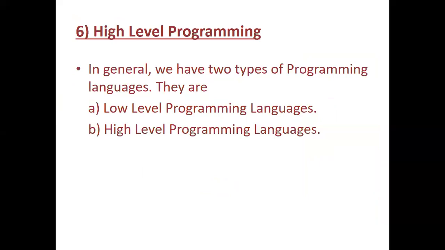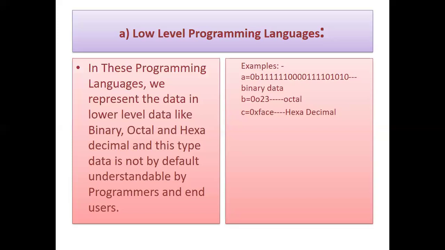Now, we were discussing high-level programming language. In general, we have two types of programming language. One is low-level programming language and second is high-level programming language. So let's discuss what is the difference between low-level programming language and high-level programming language.